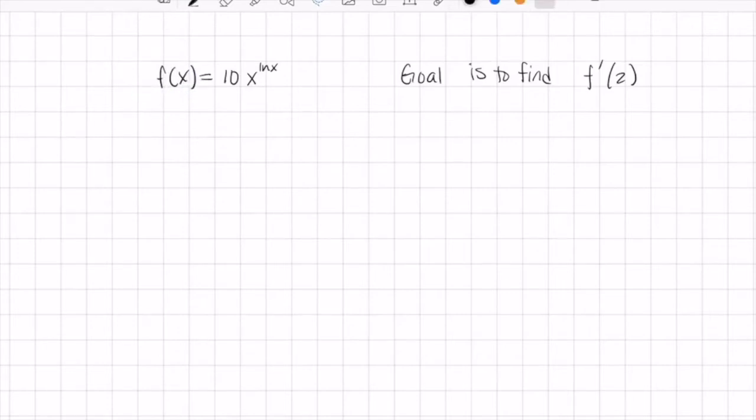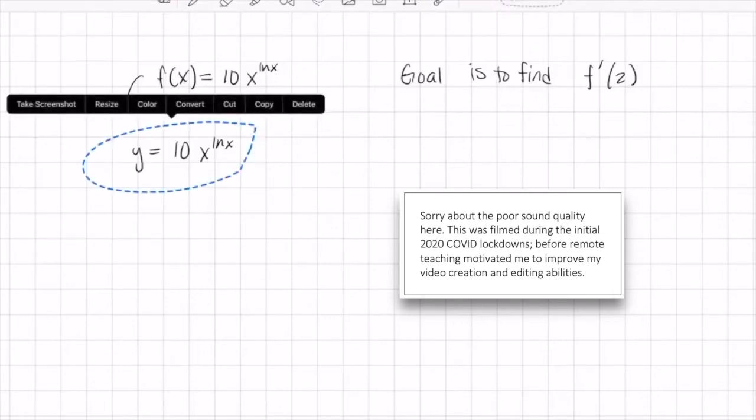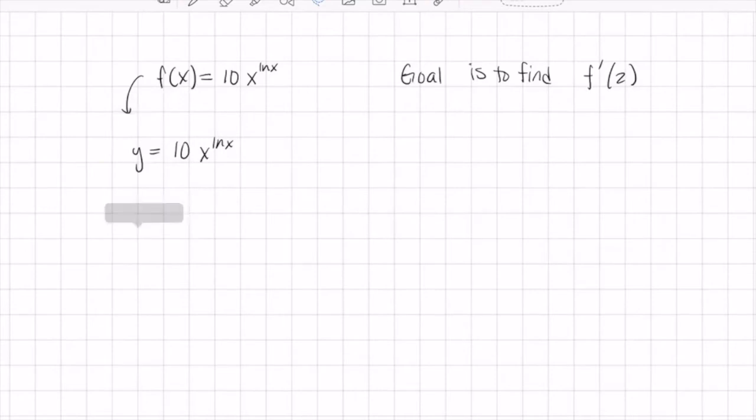We can have this written as y equals 10x^(ln of x). And I know I just changed it to f of x, but that's so we can use this function notation for evaluation. So now let's find this derivative. Let's rewrite this first using ln's. So I'm going to copy and paste this, and I'm doing that so I can show every step in detail. So we have ln of y and then ln here.